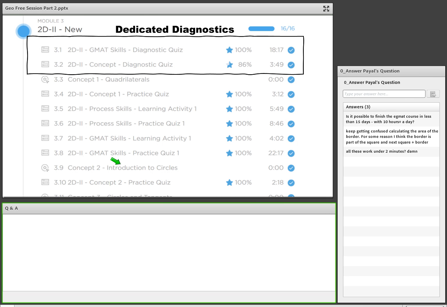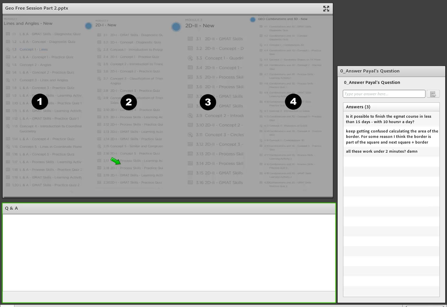As an example, take a look at what those diagnostics tell you. Each of these diagnostics has a set of recommendations at the end, and you'll actually get to see Payal. Unfortunately, in these live sessions, you don't get to see her, but in those videos, you get to see her. Go through these modules one after the other, starting with lines and angles, then 2D1, 2D2. Again, the process skills from one module help you become better in the next module, and you'll feel that as you go through these modules one after the other.